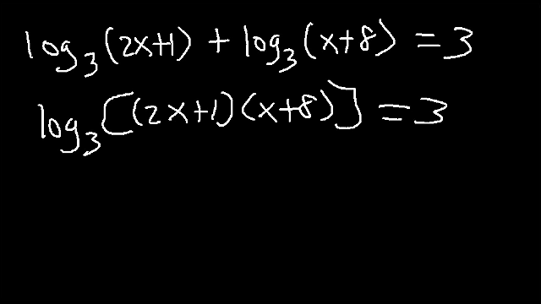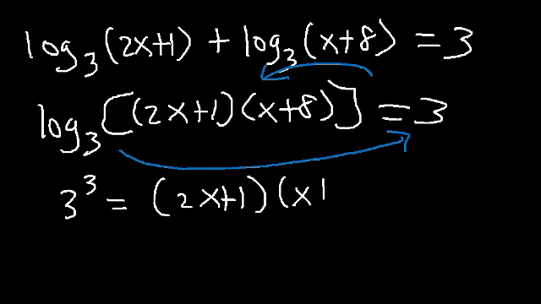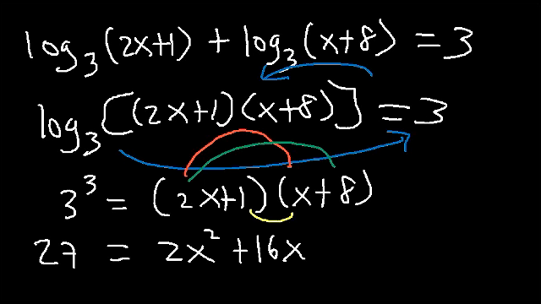So now let's change it to exponential form. 3 to the third power is equal to what's inside. So 3 to the third is equal to 2x plus 1 times x plus 8. 3 to the third, that's 3 times 3 times 3, that's 27. And now we need to FOIL. 2x times x is 2x squared. 2x times 8 is 16x. 1 times x, that's x. And 1 times 8 is 8.